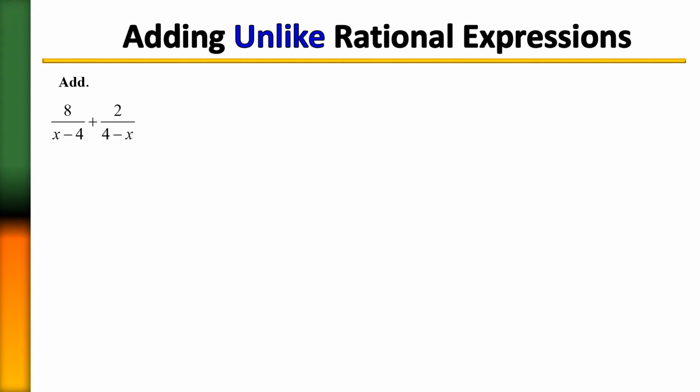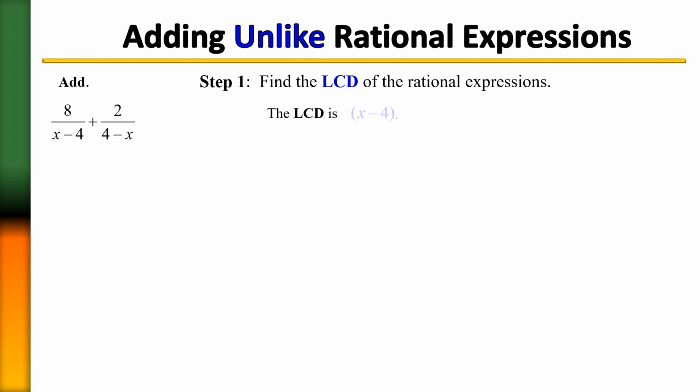So I'm going to keep the first x minus 4 as my LCD. And that's just my decision. You could have definitely chosen 4 minus x. So I'm going to choose x minus 4, which means that for that first expression, I don't need to multiply anything with it because it is already the LCD. Now, the second expression, I am going to have to multiply something with it because it is backwards.